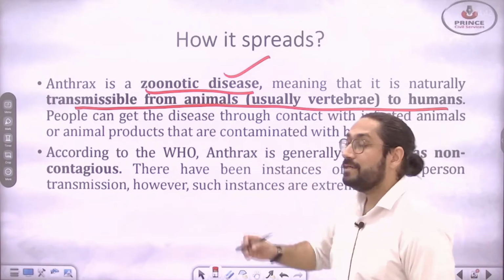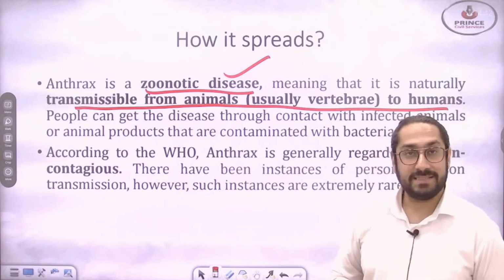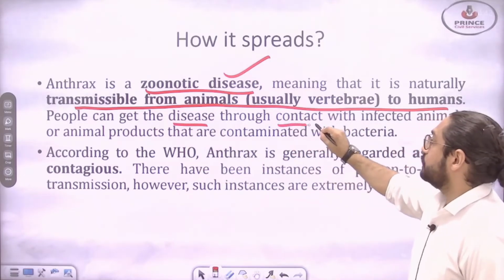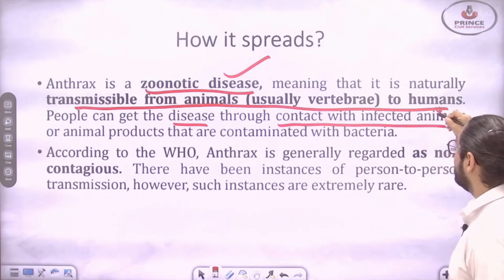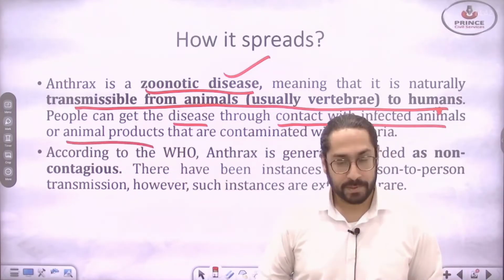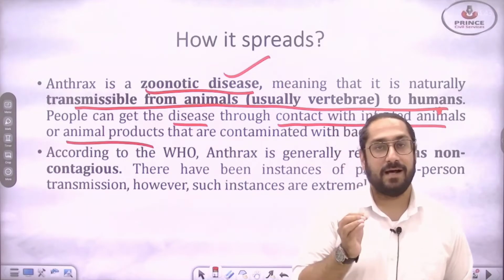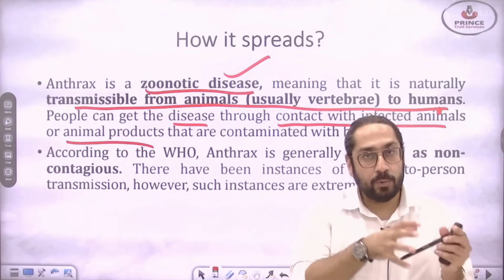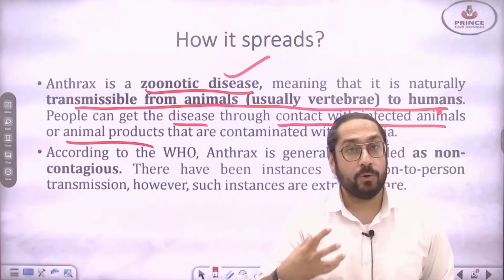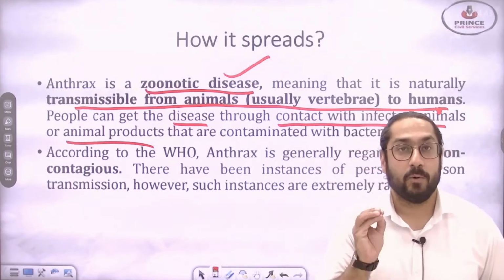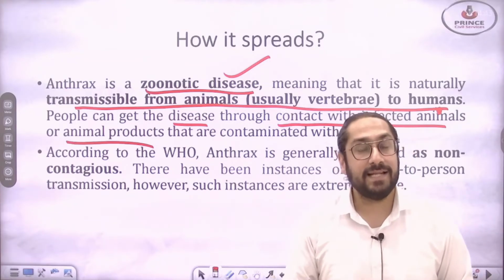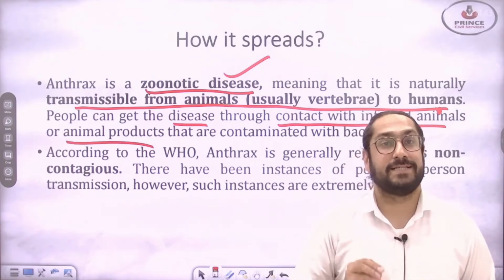Now, how do humans get this disease? People get the disease through contact with infected animals or animal products when they consume them. So if an animal has anthrax and a human comes in contact with that infected animal, or humans consume animal products which are contaminated with Bacillus anthracis, then it spreads.